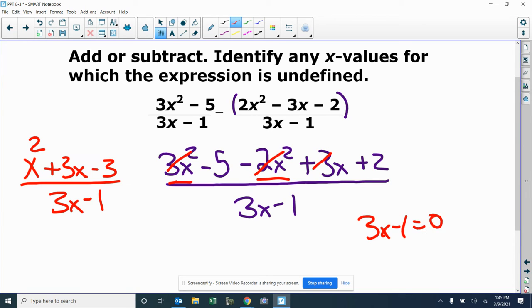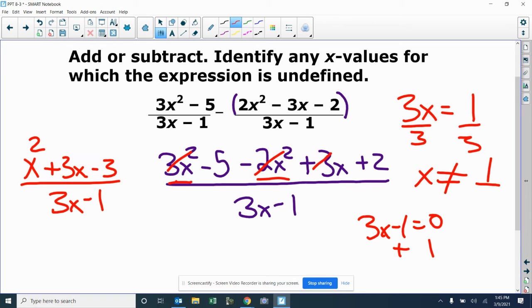Still want to figure out where it's undefined, so again, we're going to take this 3x minus 1, set it equal to 0, plus 1 on both sides. I'll come up here, we're going to have 3x equals 1, divide by 3, and x cannot be 1/3. So it's taking that denominator, setting it equal to 0, and solving for x is what would make our denominator go to 0.